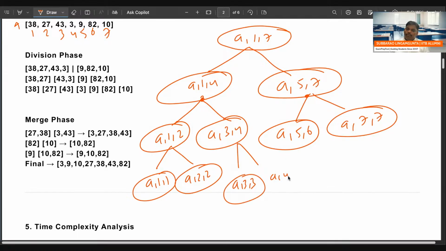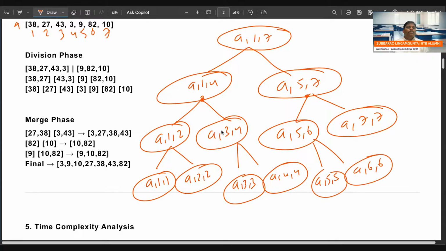A4 comma 4. A5 comma 5. A6 comma 6. Right, like that. So divide, divide, divide, divide. So divide is one. Remember, this is called divide. Recursion, everywhere divide. This is called divide.